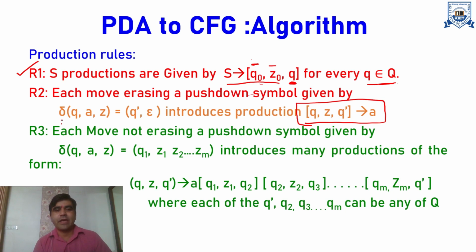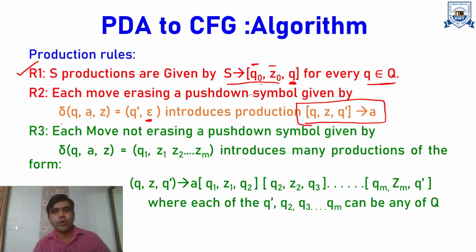See, here delta is a transition function. We are on state Q, the input symbol is A and the top of the stack is Z. Then what we are doing here is removing this Z. We are popping this Z from the stack. See this epsilon, now this Z is removed from the stack. So every move where we are erasing a push down symbol, we are popping a symbol from the stack.